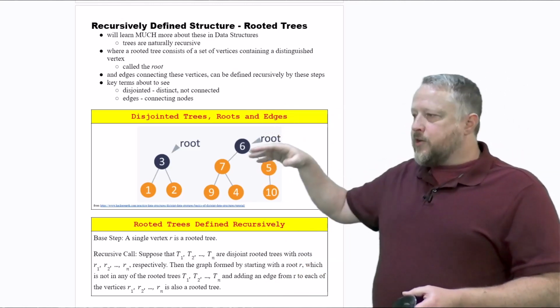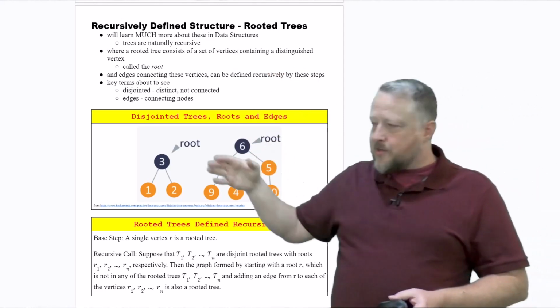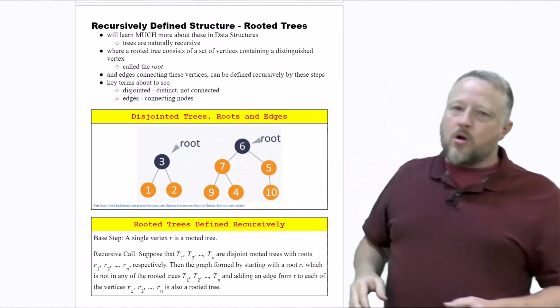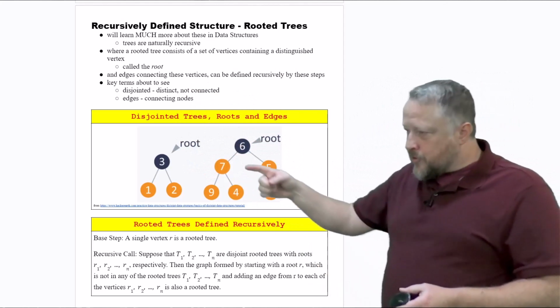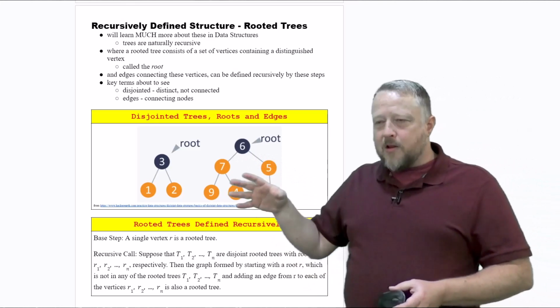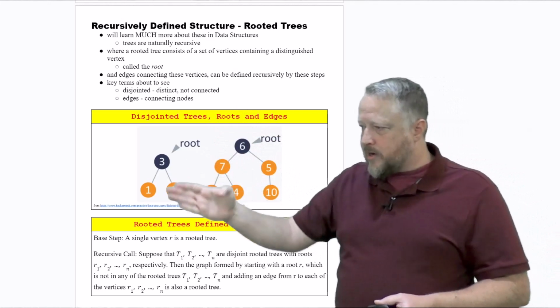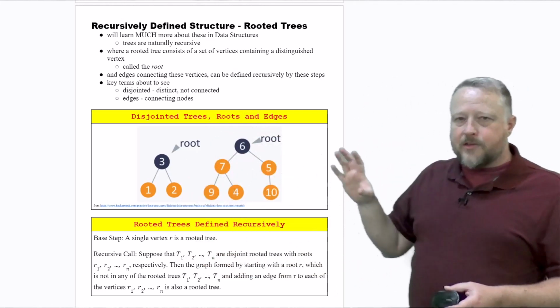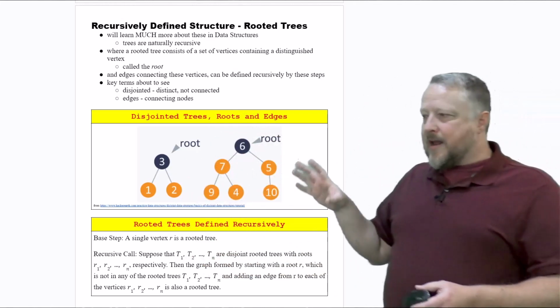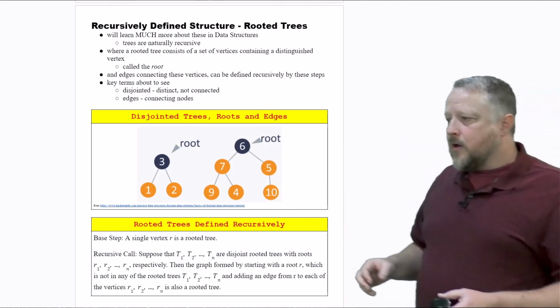Where a rooted tree comes into play here is that there's a distinguished vertex called the root, and we usually draw it at the very top. The edges are the ones that are connecting everything that we've got here, and we have a couple of key terms. Disjoint means they're not connected, like these two trees right here are really not connected. They are disjoint. And edges are obviously the little lines in between that connect everything together.